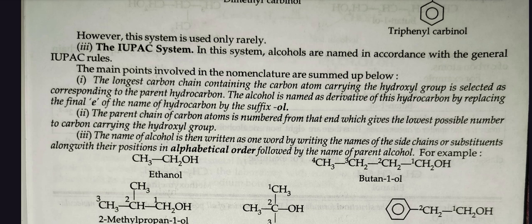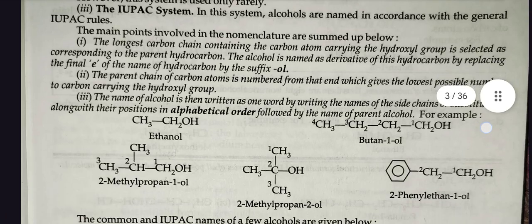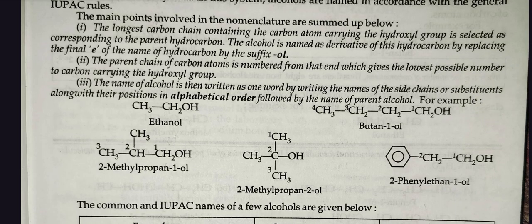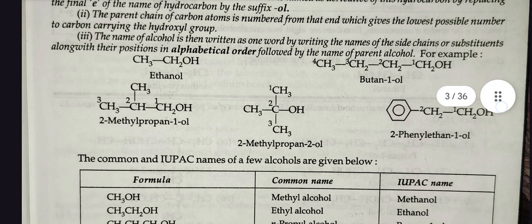Third, the name of the alcohol is then written by writing the names of the side chains or substituents along with their positions in alphabetical order, followed by the name of the parent alcohol. For example, ethanol, butan-1-ol, 2-methylpropan-1-ol, 2-methylpropan-2-ol, 2-phenylethan-1-ol.